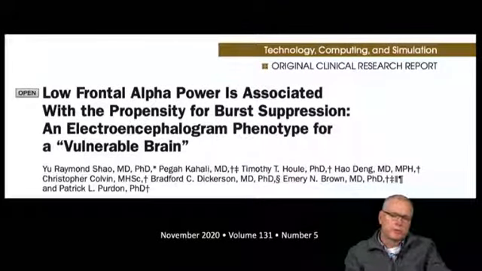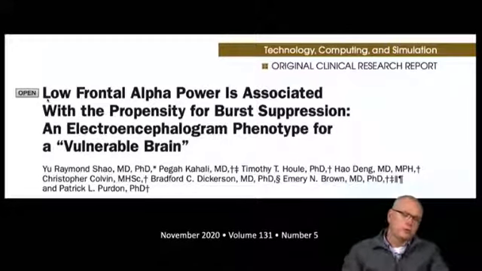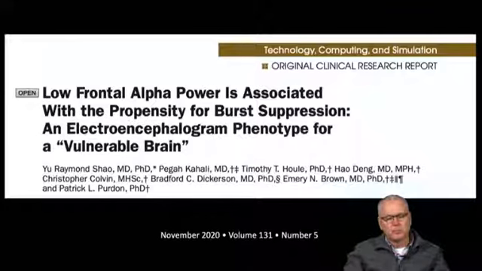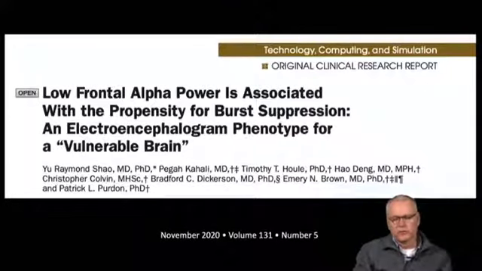Dr. Shao and company recently published this paper, which I thought was a really interesting concept. Its title is Low Frontal Alpha Power is Associated with the Propensity for Burst Suppression: An EEG Phenotype for a Vulnerable Brain. So let's take a look at some of the stuff they did.